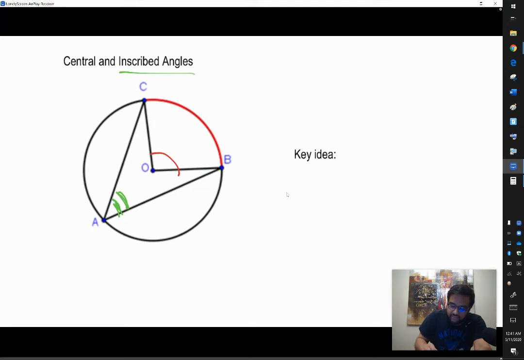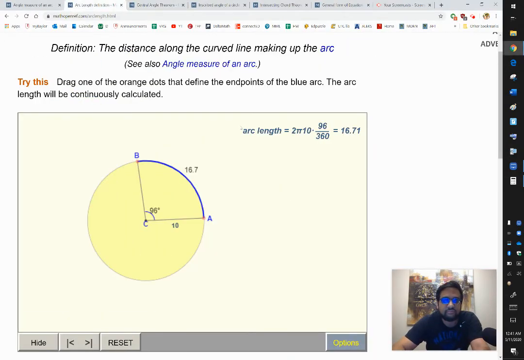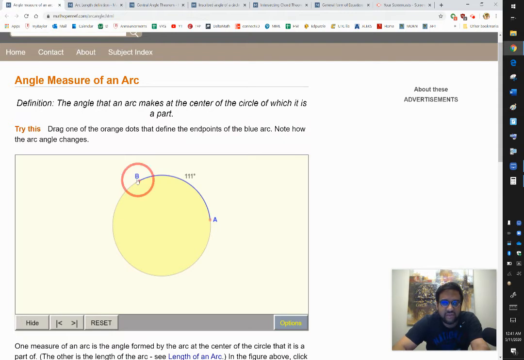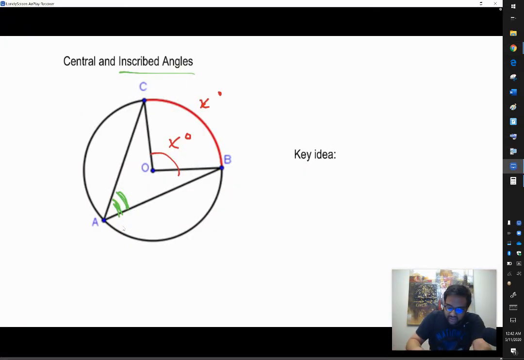So let me label some things here. Let's call this x degrees. The central angle will be the exact same measurement. If you pause and think about it, my hope is that makes sense to you in terms of if I make this 180 or close to it, then the angle here in between to the center would be a straight line. The central angle and the arc have the exact same measurement, x degrees, x degrees.